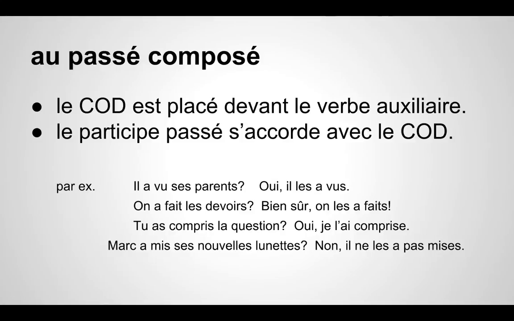So look at those examples. Il a vu ses parents. Oui, il les a vus. The les refers to the parents. It comes before the a vu, so you have to put an S on the vu. In each case, that's how that works. So take a look at those sentences. Make sure you understand how they got there.